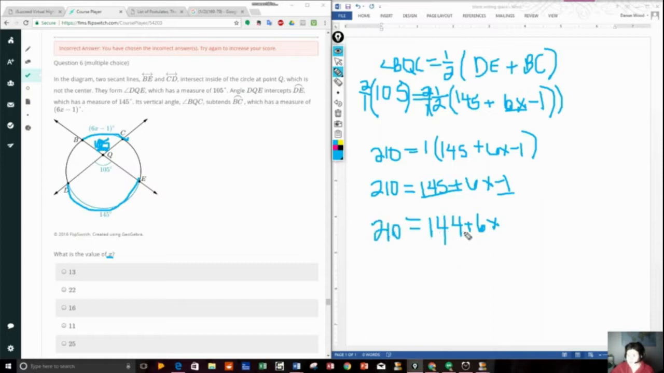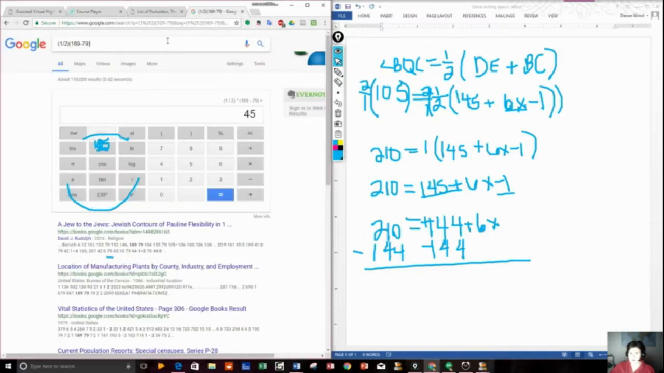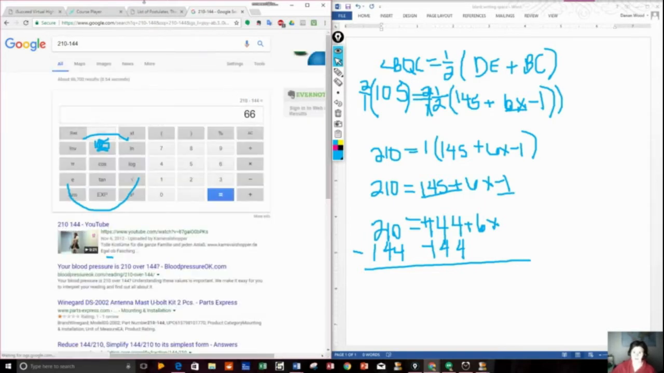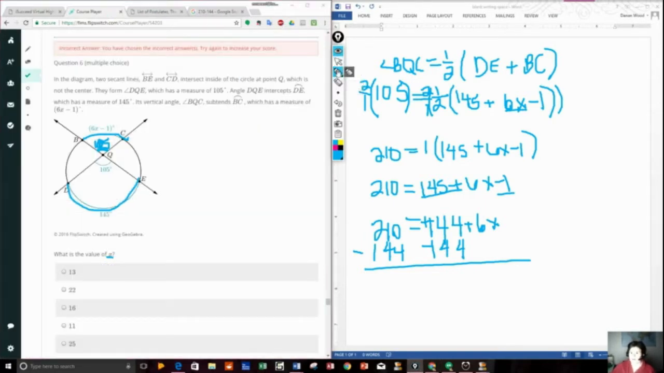Since 144 does not have a sign in front of it, it's assumed to be positive. So in order to move it, we're going to subtract it. 144 minus 144. Alright, and 210 minus 144, 66. Alright, so we have 66 is equal to 144 minus 144 is 0 plus 6x. 0 plus 6x is 6x, which is what we want to get down to.